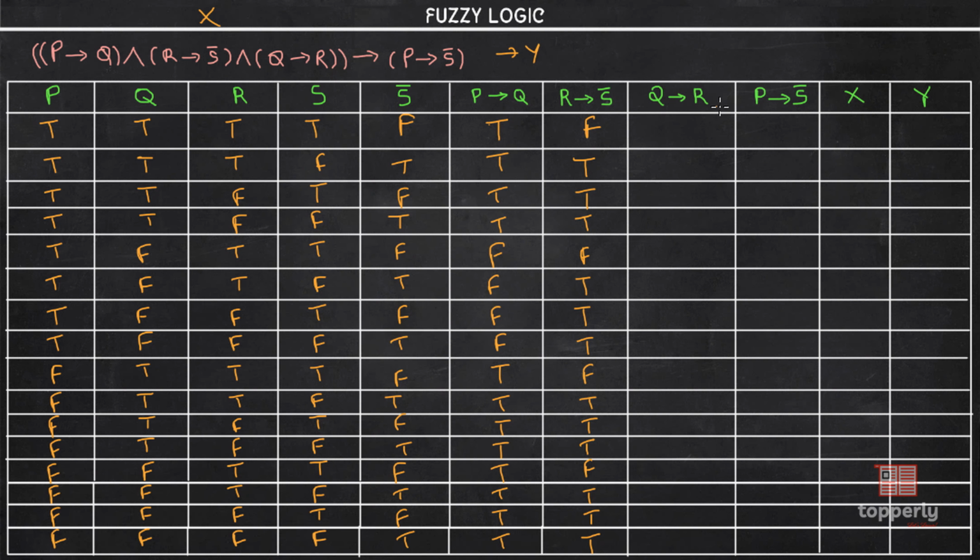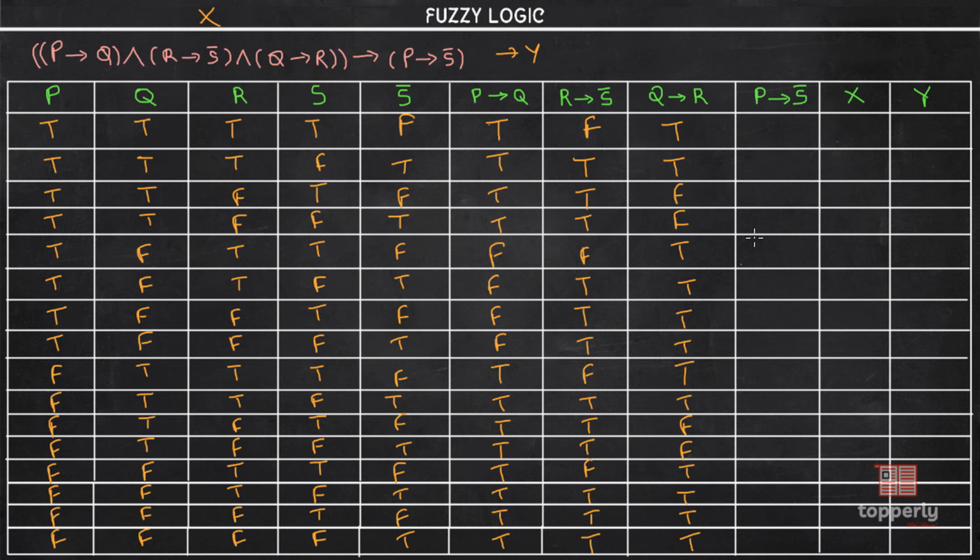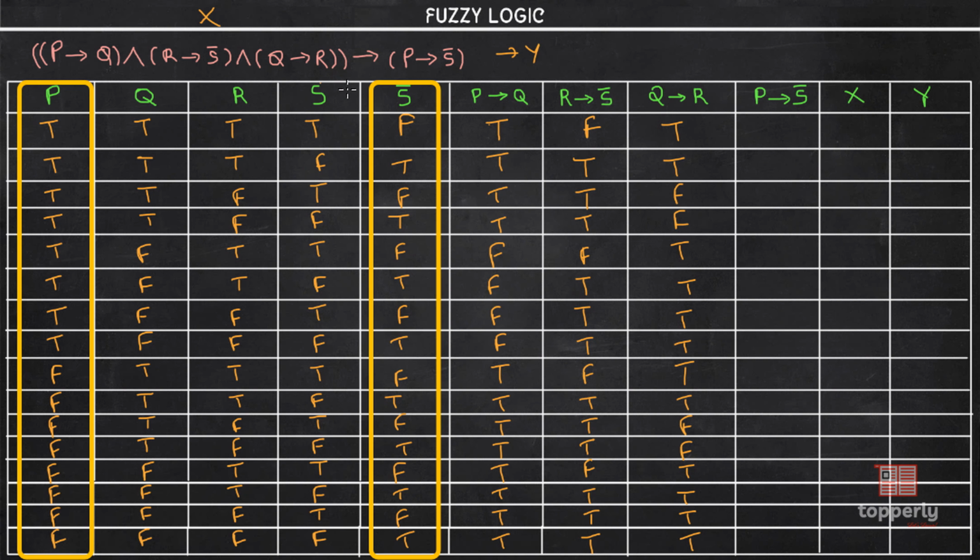Next we have Q implies R. That is the Q column and R column with the implication operation. So we have true and true, which is true. Then true and true again, which is true, false, false. Similarly, next we have P implies S bar. That is, you have to consider the P column and S bar column with the implication operation. So first we have true and false, which will be false. Then we have true and true, which will be true.